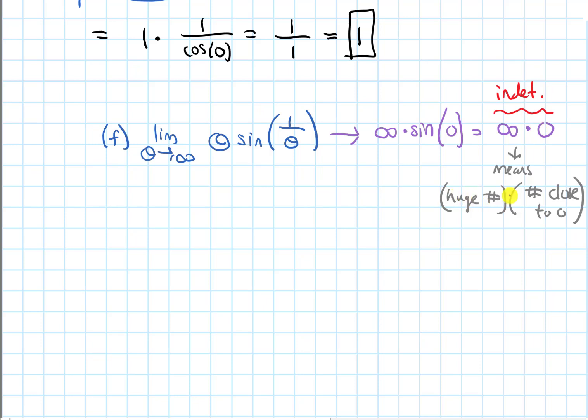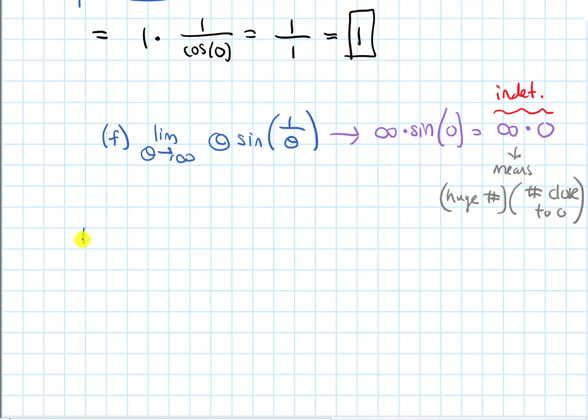When you multiply a huge number by a number that's close to 0, they kind of have a tug of war with each other. The huge number is like, when I multiply you, because I'm so big, you should be big. But the number that's close to 0 is like, wait, I'm really close to 0. When I multiply you, I'm going to make you close to 0. Because they have that tug of war, it's a question of which one is going to dominate. Is the huge number dominating, or is the number close to 0 dominating? It depends on what's happening more quickly. Is the huge number growing more quickly, or is the thing that's getting close to 0 getting smaller more quickly? That's what makes infinity times 0 an indeterminate form.